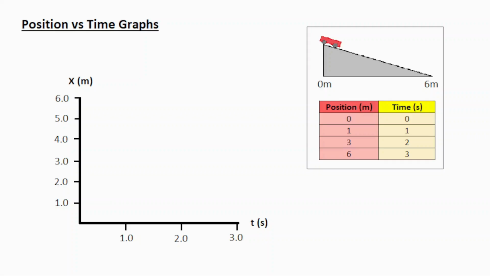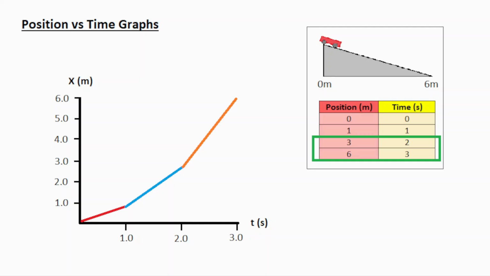Let's look at a position versus time graph that tracks the motion of the same cart. This cart moved 1 meter in the first second, 2 meters in the next second, and 3 meters in the last second. So this is showing the cart speeding up, but in reality, this cart didn't move with just 3 different constant velocities on its way down the ramp. This was on a constantly sloped ramp.